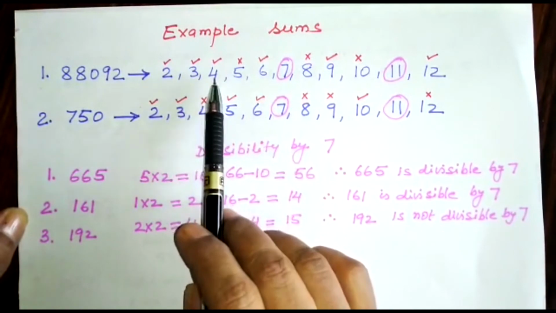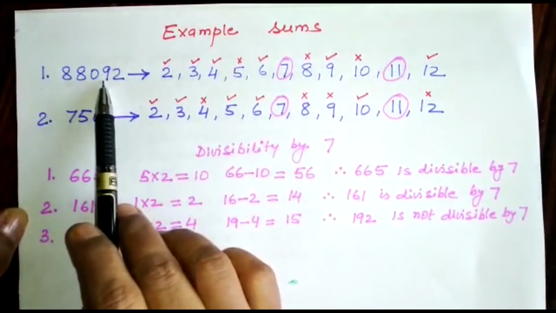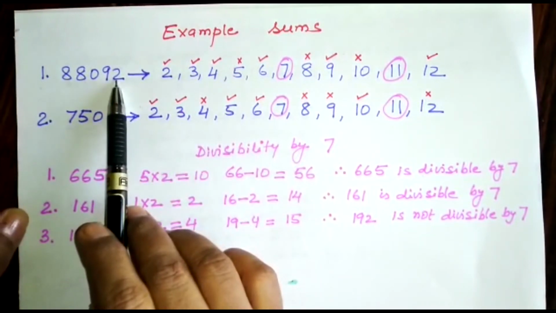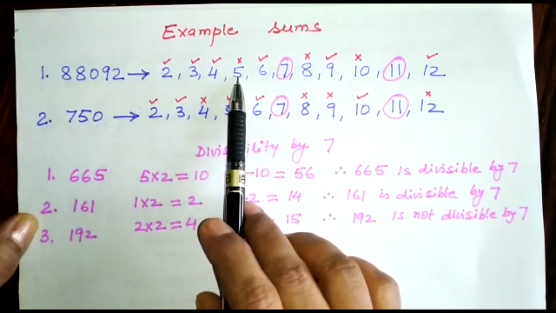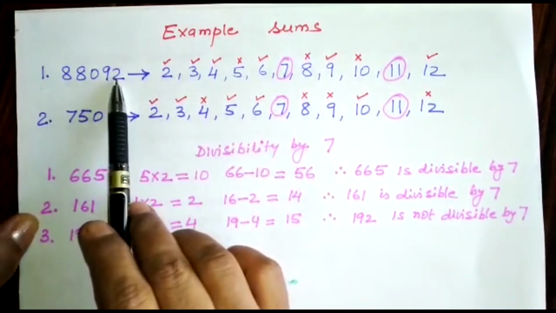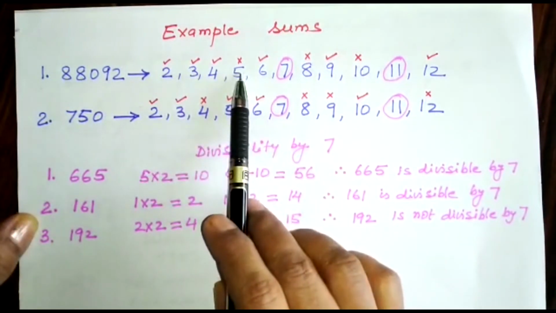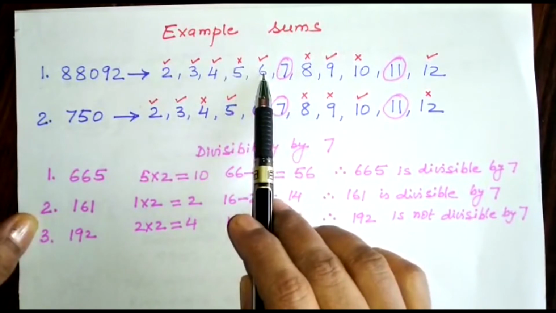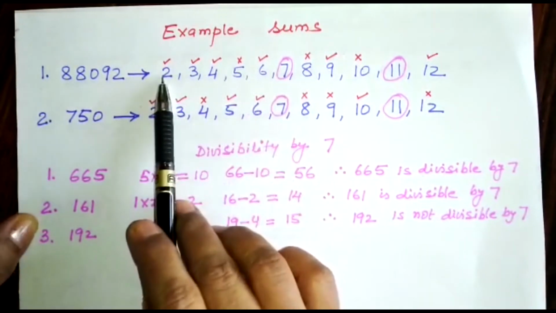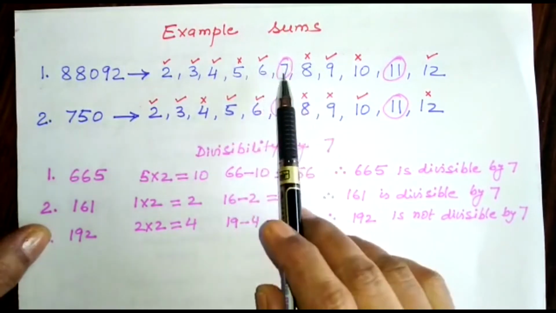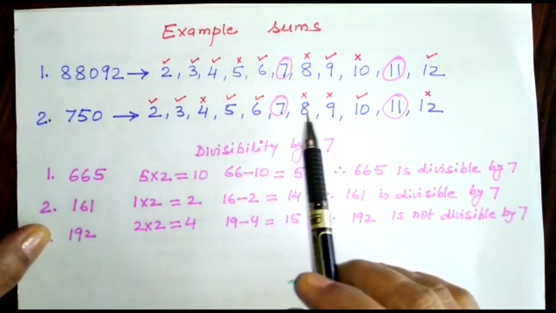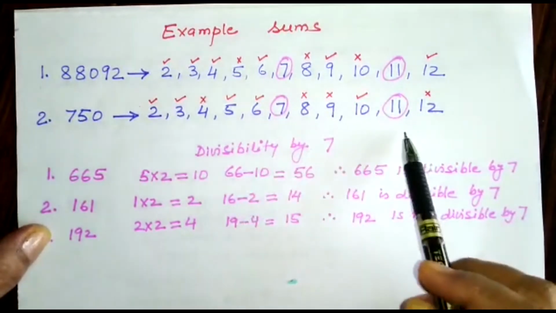For divisibility by 4, 92, the last 2 digits, are divisible by 4. Therefore this number is divisible by 4. For divisibility by 5, it should have 0 or 5 in units place. It does not have, so it is not divisible by 5. For checking divisibility by 6, if the number is divisible by 2 and 3, then it is divisible by 6. For checking divisibility by 7 and 11, we will do it separately.